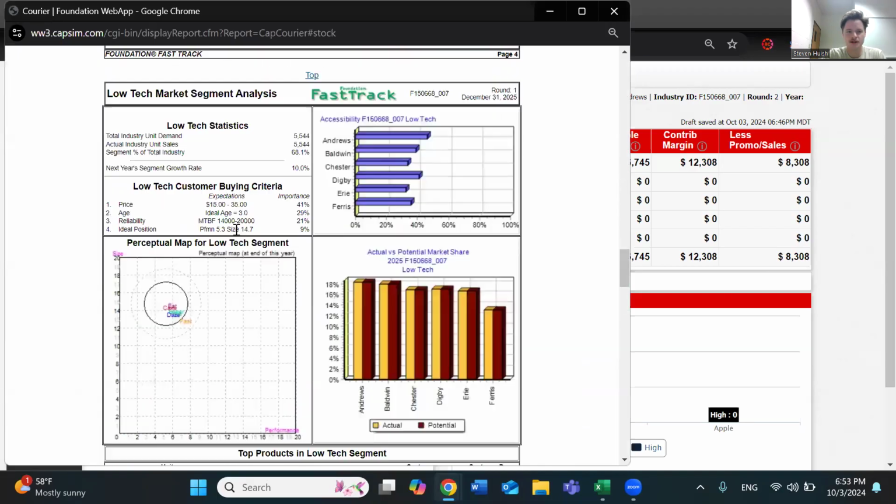is based around how many people are in the market. You can see right here that the total industry unit demand is 5,544 units. And you can also see that the next year's segment growth rate is 10%. And so that means that in round one, there was 5,000 people in the low tech. In round two, which is the round that I'm currently working in, there are going to be 10% more. So that's another factor that I need to take into account in my forecasting, because no market is ever stable. There are people entering and leaving every market everywhere on the planet.